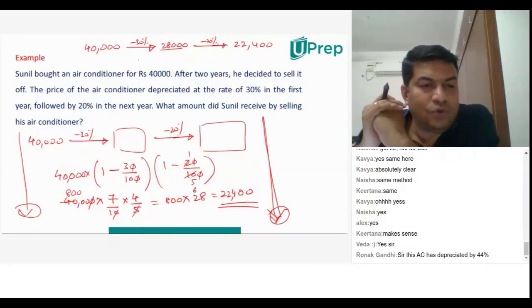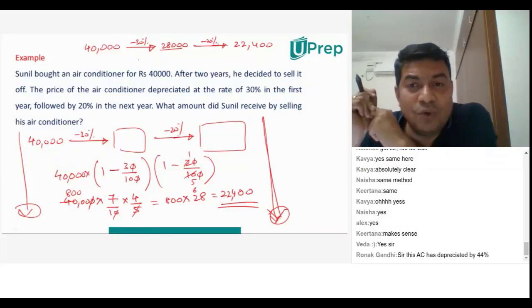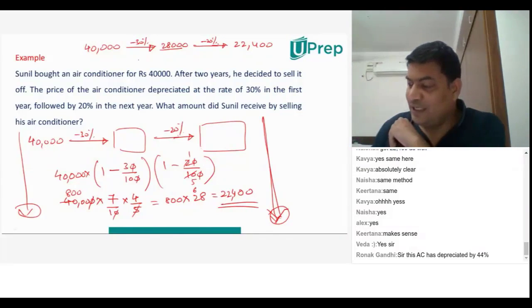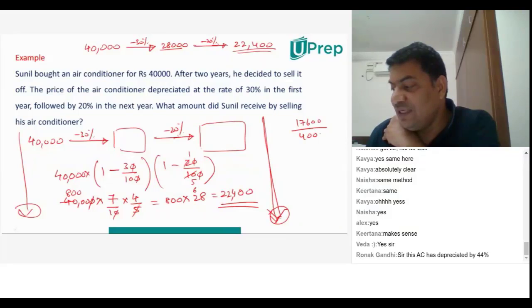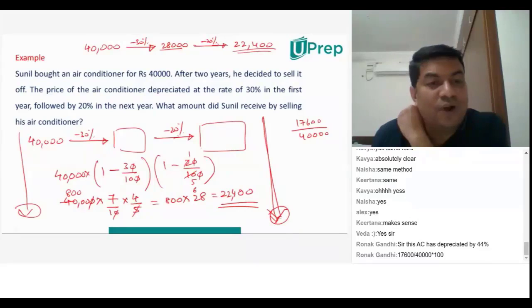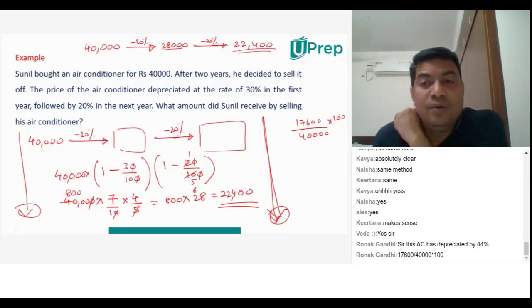So overall it has depreciated by 44%. Very good. If we ask you overall after the end of 2 years how much percentage it has depreciated by, that means basically how much money has it lost? It has lost 17,600. 17,600 is lost on a base of 40,000, multiplied by 100 will give you the depreciation value at the end of 2 years.